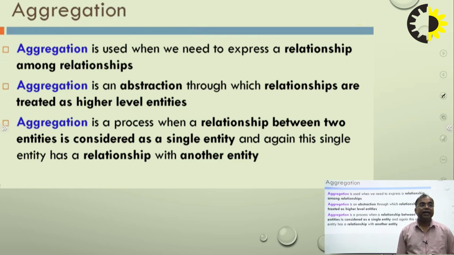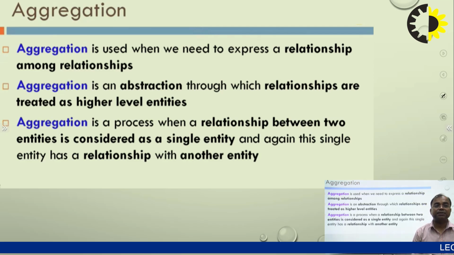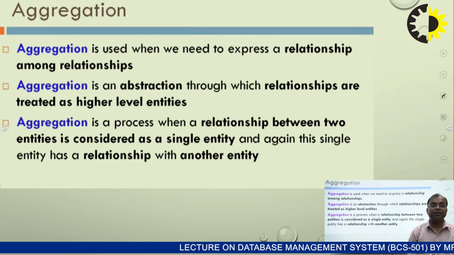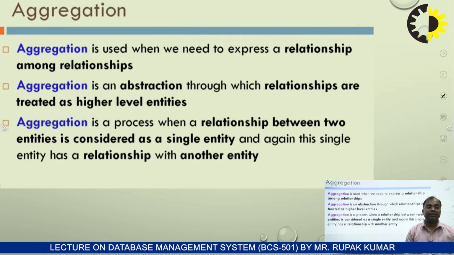Next is aggregation. Aggregation is used when we need to extend a relationship among relationships. So it is a relationship among relationships. We can say aggregation is basically an abstraction through which relationships are treated as higher level entities. Aggregation is the process when a relationship between two entities is considered as a single entity, and again the single entity has a relationship with another entity.